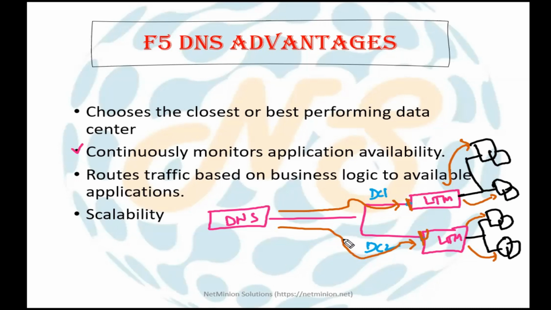But for the time being, you can just understand that F5 DNS has the information of all the VIPs, and it will closely monitor them to ensure that your distributed applications are always fast and available. Any doubt?